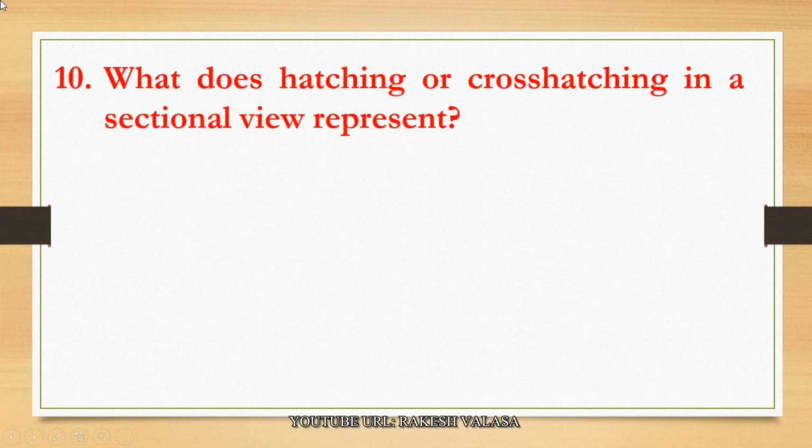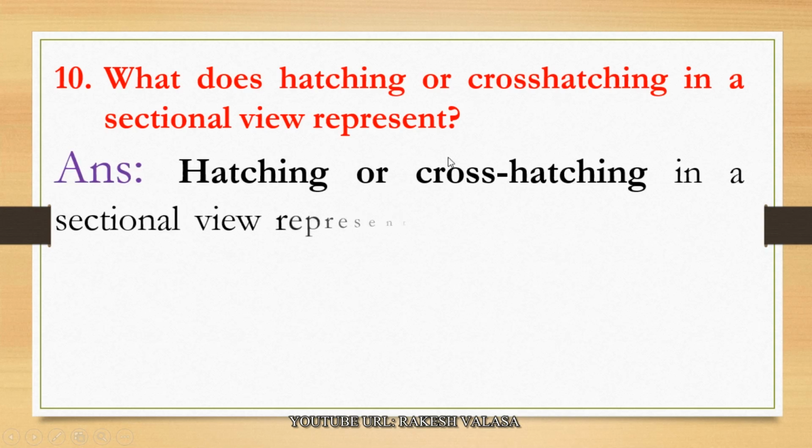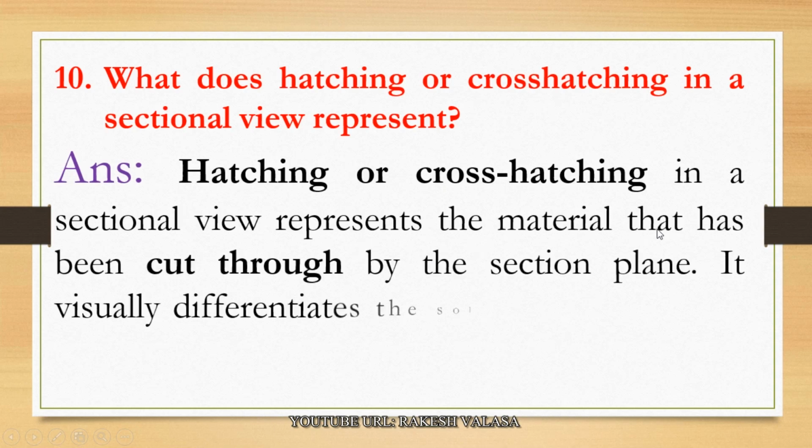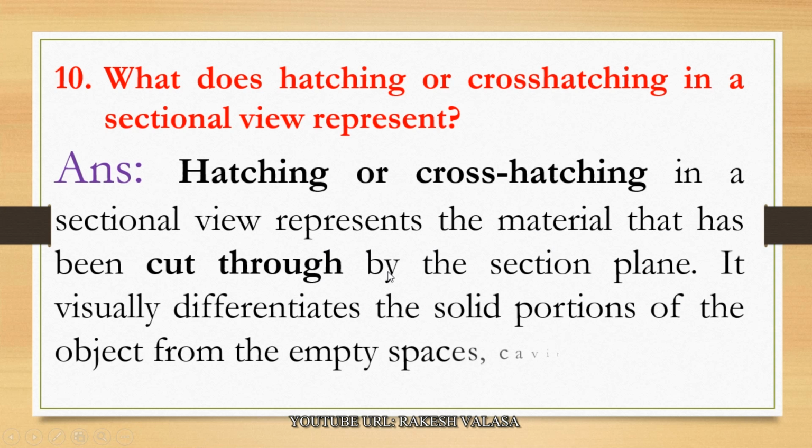Question number 10. This question is already repeated. What does hatching or cross hatching in a sectional view represent? Hatching or cross hatching in a sectional view represents the material that has been cut through by the section plane. It visually differentiates the solid portions of the object from the empty spaces, cavities, or holes.